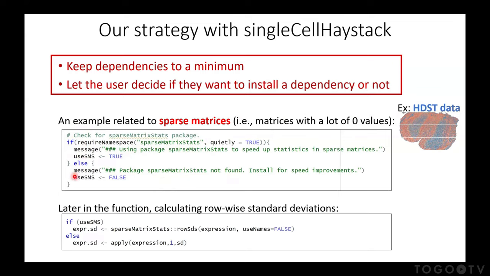So we will say use this sparse matrix that is false. And then later, we have to calculate the standard deviations of each row in this table. Then we check, is that package available? If yes, we use it. If no, we use just the base R. So for the typical user, this base R will be good enough. They will not notice the difference. But if they want to use this kind of data, they will notice the difference. Yeah.